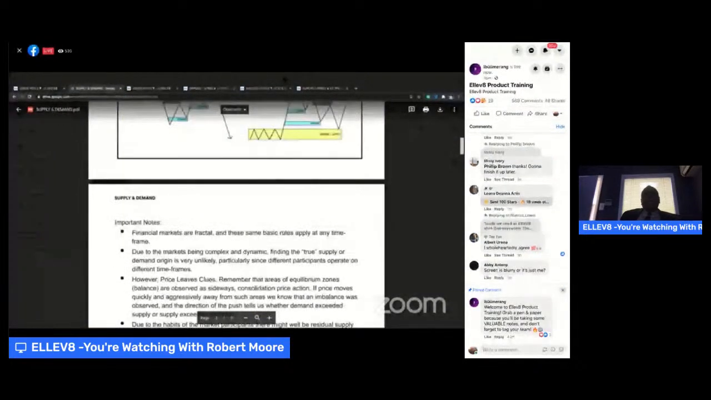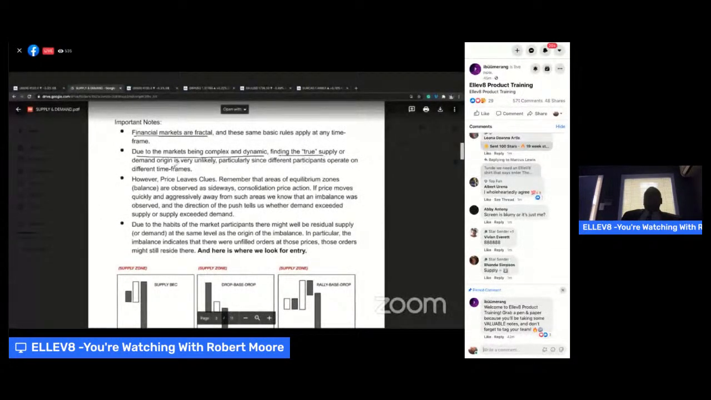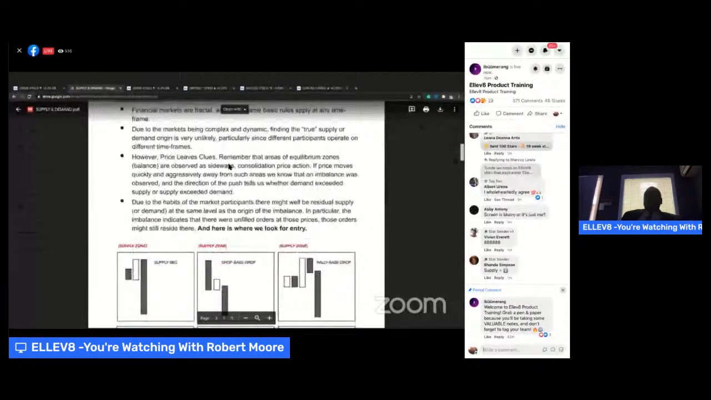All right, so here's the next most important clue. The financial markets are fractal. These same basic rules apply to any time frame. Here's the trick: due to the market being complex and dynamic, finding the true supply or demand origin is very unlikely. However, price leaves clues, and this is where I will be focused. What are the clues that the market leaves for us?